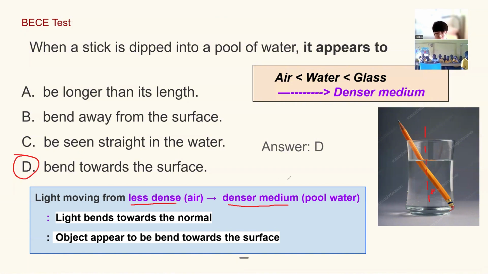But it doesn't end here. The light bends away from the surface. If you said B, then you might be confusing the object with the light. Yes, the light bends away from the surface, but the object appears to bend toward the surface. So it is the opposite, remember? The object that we view acts opposite to the way the light bends. So even if the light bends away from the surface, the object bends toward the surface.